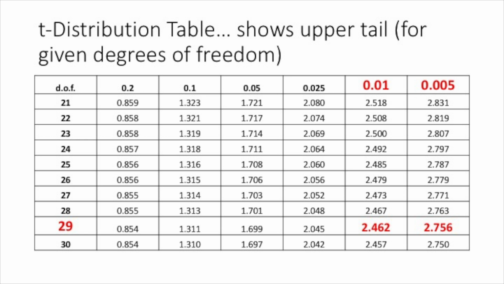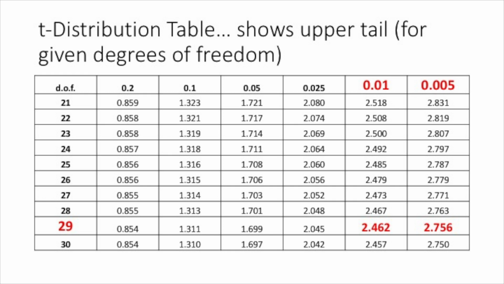So now we'll go to the t-distribution table. You might recall that the t-distribution table shows the upper tail for a given degrees of freedom. Since we had a sample size of 30, we're using 29 degrees of freedom, so that's n minus 1. So 30 minus 1 is 29. And we're looking for the value of 2.74. If you go across the row for 29 degrees of freedom, unfortunately we can't find the value of 2.74.